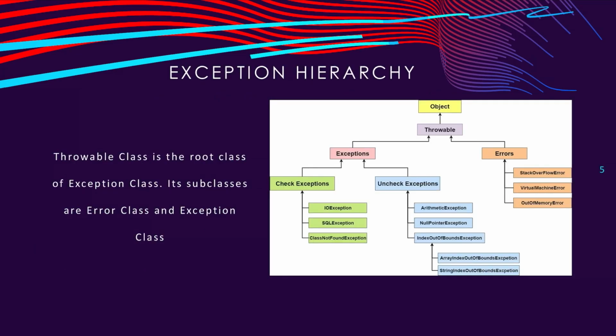Now, if you look at the image on your screen, you'll notice that there is an exception hierarchy. The Throwable class is the root class of the exception hierarchy, so that's at the top. It has subclasses Error class and Exception class. And these are subclasses that we're going to study in more detail right now in this video.